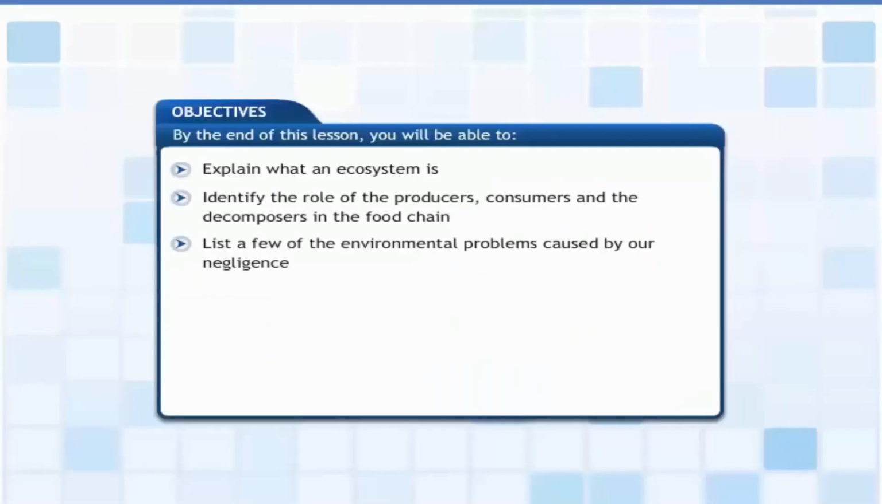By the end of this lesson, you will be able to explain what an ecosystem is, identify the role of the producers, consumers, and the decomposers in the food chain, and list a few of the environmental problems caused by our negligence.